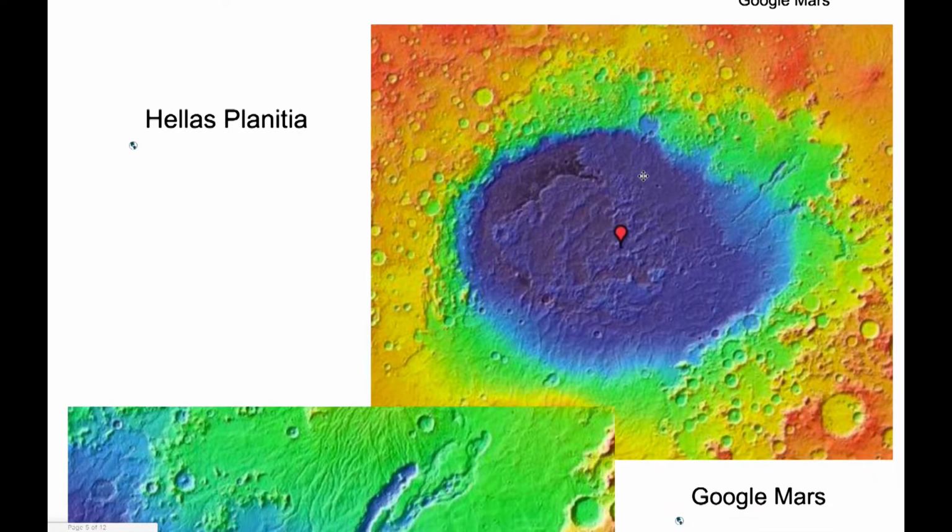The next example from Mars is called Hellas Planitia. This is a giant crater in the southern part of Mars. And what's interesting is if we zoom into this crater, we can see some really interesting features.